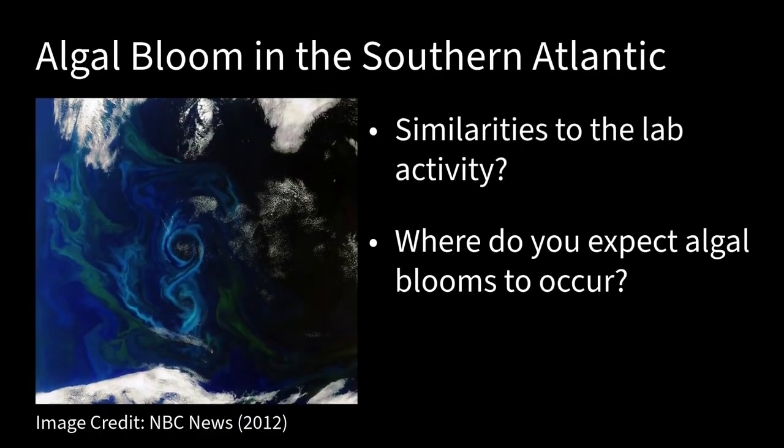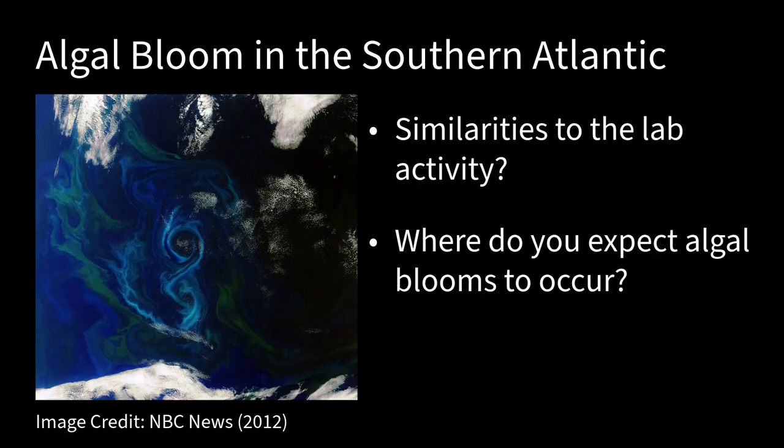Now we can start to think about how these processes relate to the distribution of organic matter in the ocean. Here is a satellite picture of an algal bloom in the Atlantic Ocean. What do you notice about the dynamic patterns of this bloom? Based on what you know about ocean productivity, where would you expect similar phytoplankton bloom events to occur?